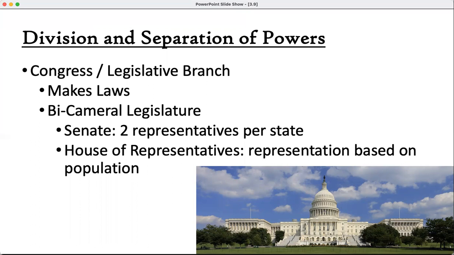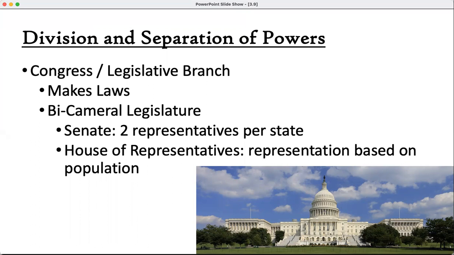Representation is dependent on the state's population. Now, when this was created, Indigenous peoples were not included in the state population for representation. Only 3/5 of slaves are counted. But every state is guaranteed at least one representative.